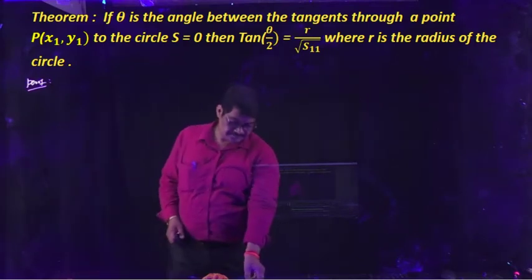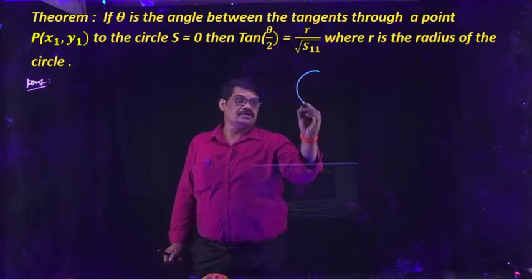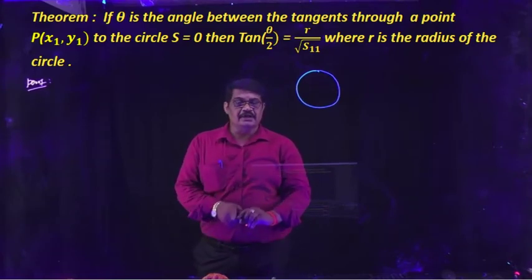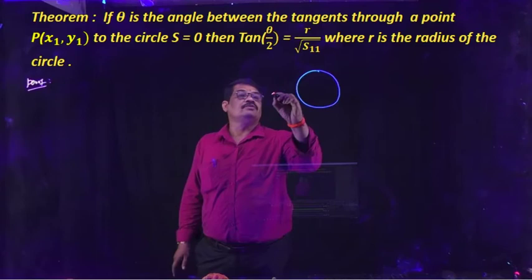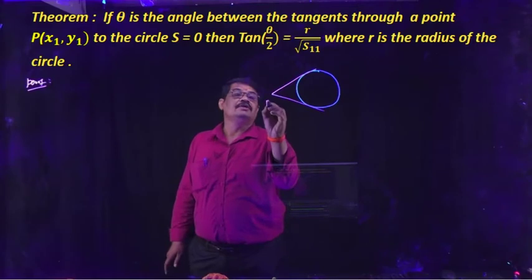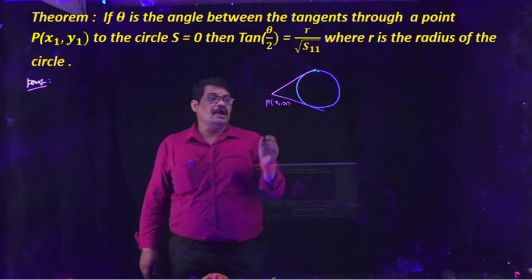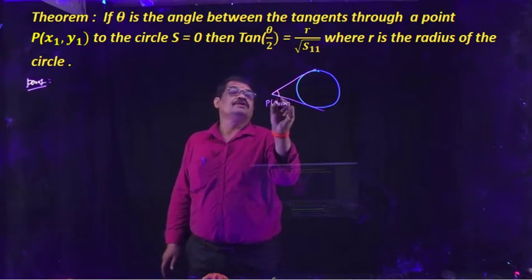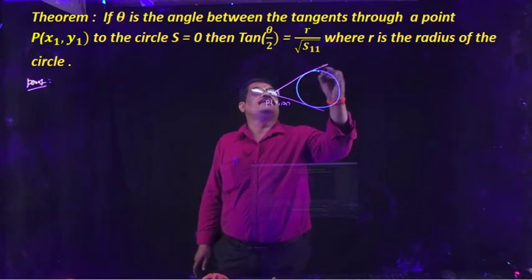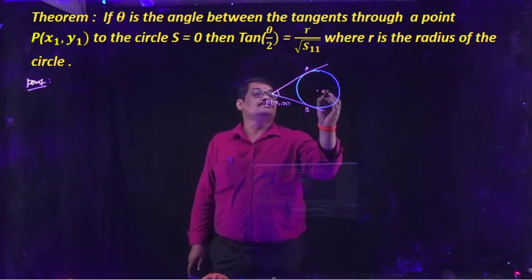This is our given circle. Now we draw the tangents from this point to the circle. These are the tangents from the point (x1, y1). Now the angle between the tangents is theta. These tangents meet the circle at capital A and capital B. This is the center of the circle. Join CA and CB.